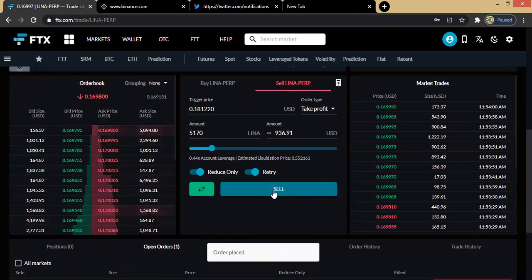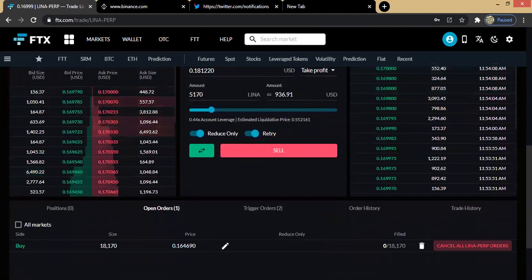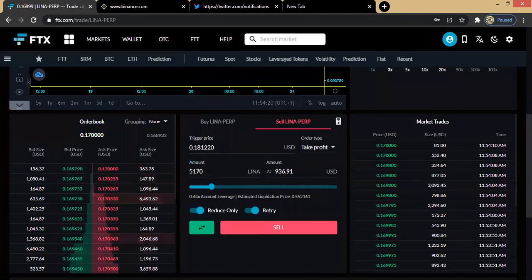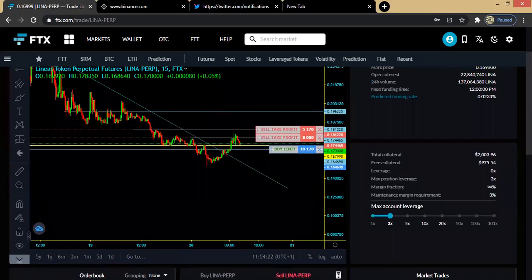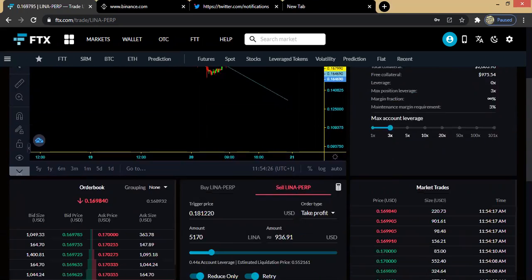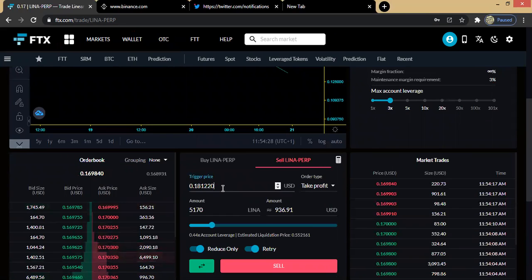I'll go ahead and click on sell, and then I'll be left with 3,000 positions. Okay, I will still have 3,000 positions open, so I also want to close that remaining 3,000. At what point do I want? Maybe I want to close it at 0.1963. Let me just put it at that. 0.1963.